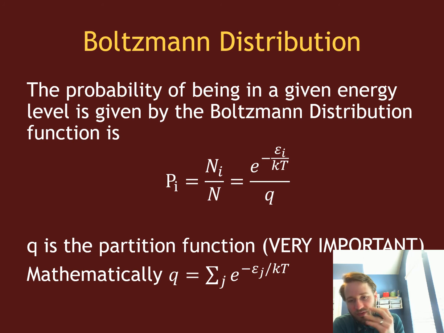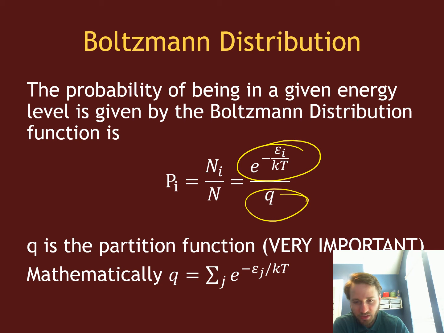And again, this is the Boltzmann distribution function that we're talking about here. Again, it works for any system where you have a bunch of different energy levels and a bunch of different particles that can occupy those potential different energy levels. And it's related with the energy of those levels, as well as this partition function Q that we'll talk more about in the subsequent video.